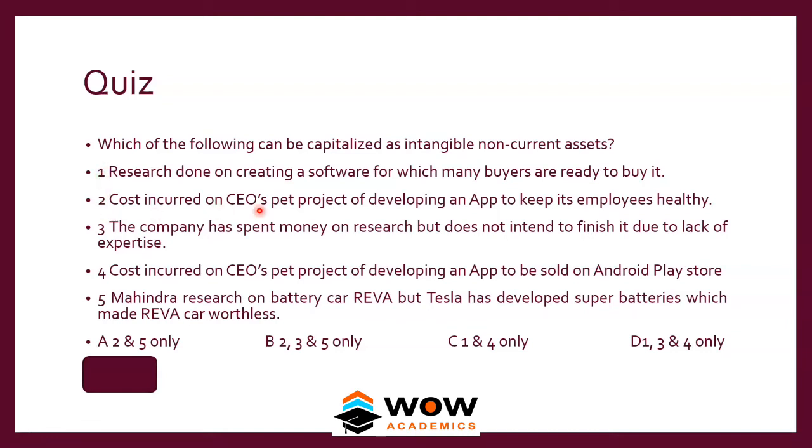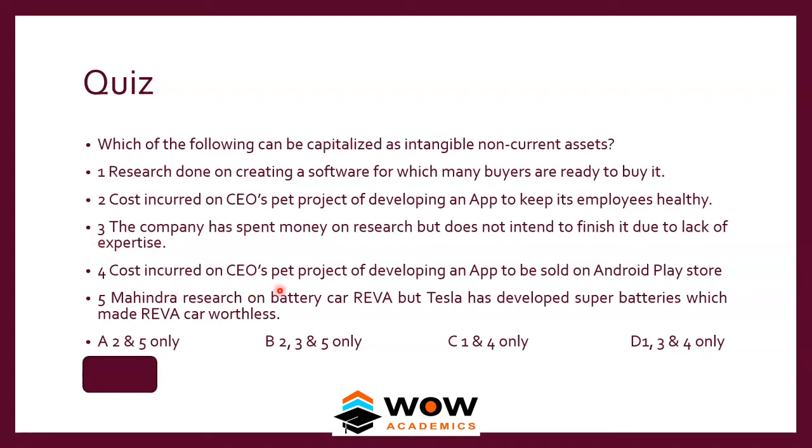Cost incurred on CEO's pet project for developing an app to keep its employees healthy. See, anything which is spent for the benefit of employees is just an expenditure. We can't consider it as an asset. So the second one is not an asset. The company has spent money on research but does not intend to finish it due to lack of expertise. It has to be completed, it has to be viable, and it has to have a market to be sold. So the third one is also an expense.